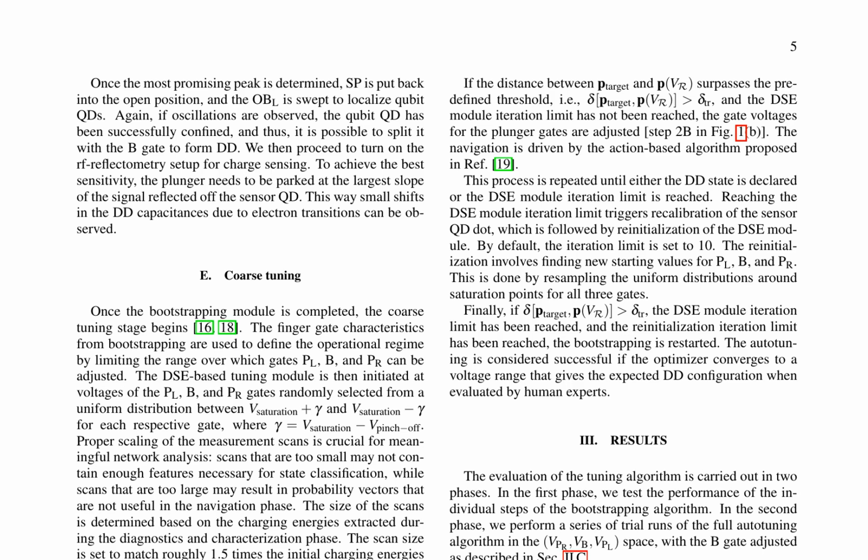Here is a combined summary of pages 5 and 6. The bootstrapping module is completed by confining a qubit quantum dot, QD, and splitting it with the B gate to form a double dot, DD.